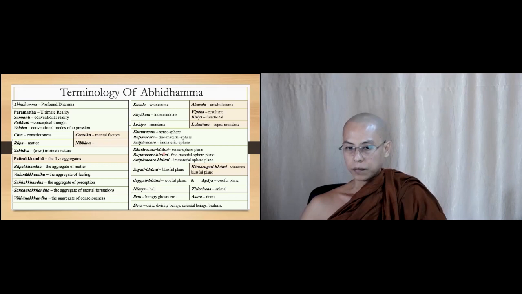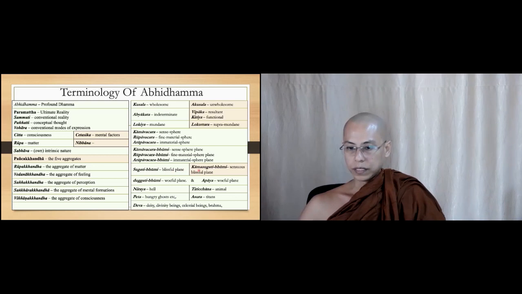Then these are the bhumi. Bhumi is plane. So kamavacara bhumi, rupavacara bhumi, arupavacara bhumi are already familiar to us. Then also sugati bhumi, dugati bhumi. Sugati bhumi, blissful plane. So sugati, su is good. Here dugati, du is not good. So all awful planes. So sugati bhumi and dugati bhumi, blissful plane and awful plane.